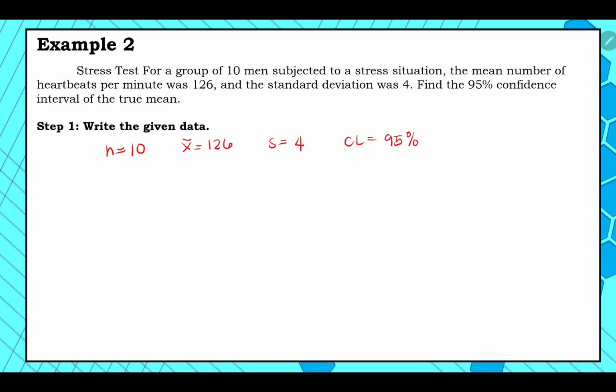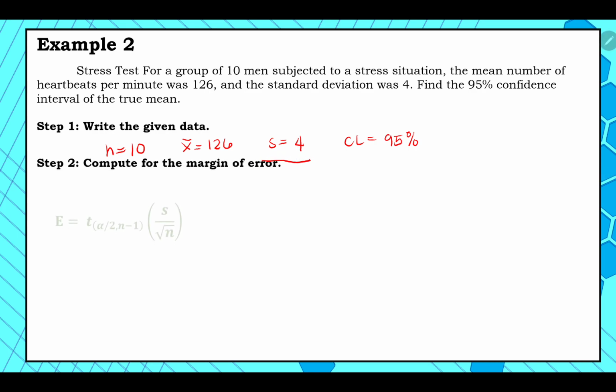So it is very clear that from a group of 10 men, this is actually a sample of our study. And there we obtained the standard deviation. So again, the population standard deviation is unknown, and what we have is only the sample standard deviation.